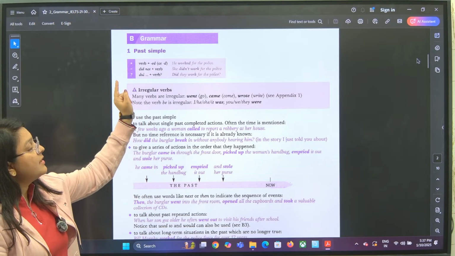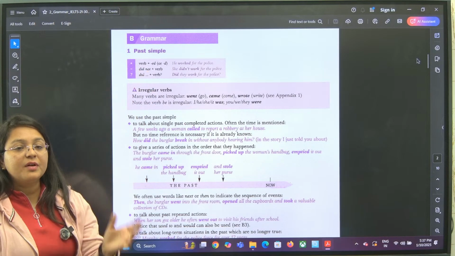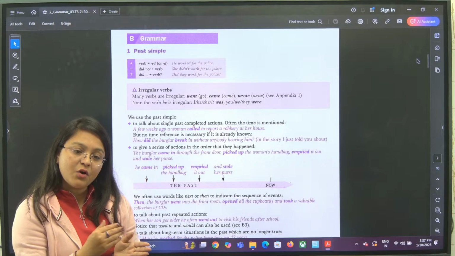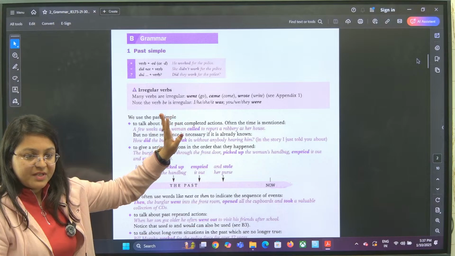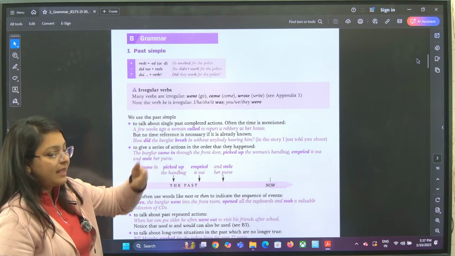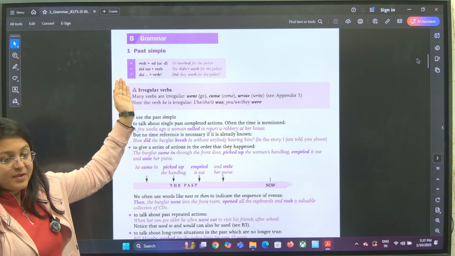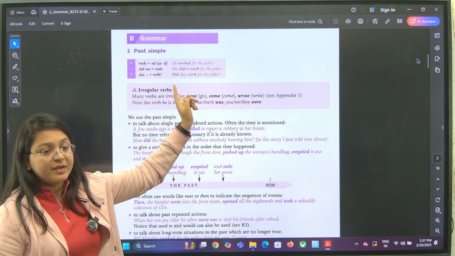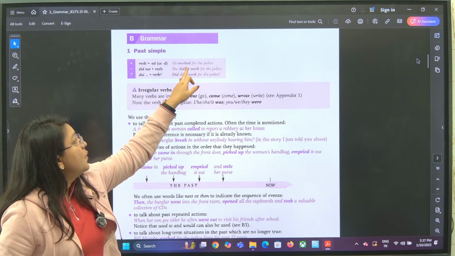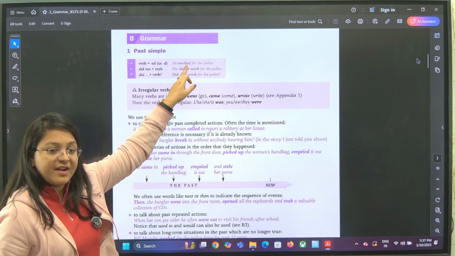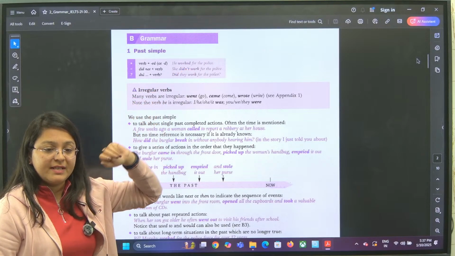So what is the structure here? We need a subject with a verb. Some verbs are there for which we need to add D or ED. Then the object is optional. If it is required, you may use it. For example, for a positive sentence: he worked for the police. So what we did here: he, a subject, with the verb work, we have added ED, worked. That means we are talking about the past.